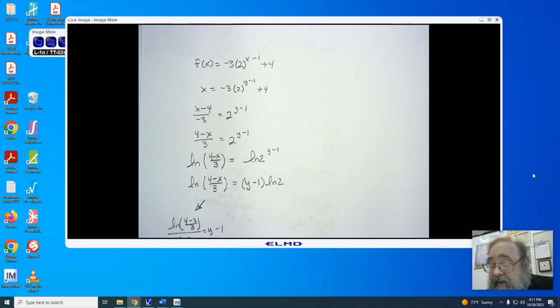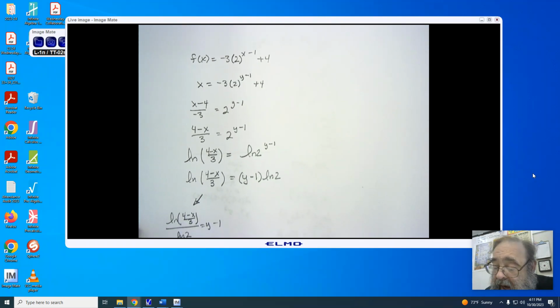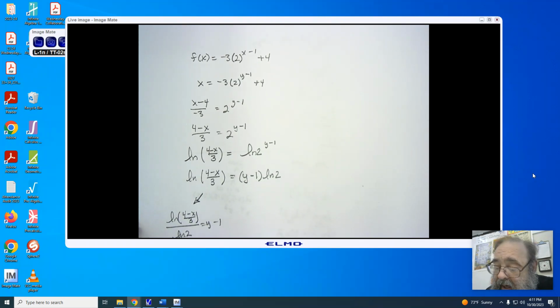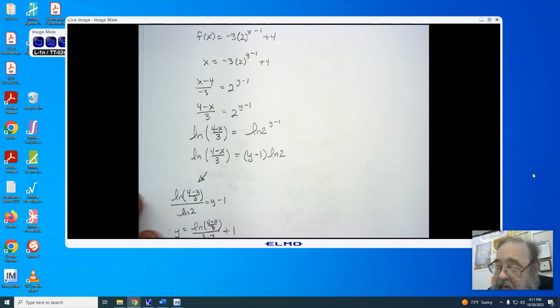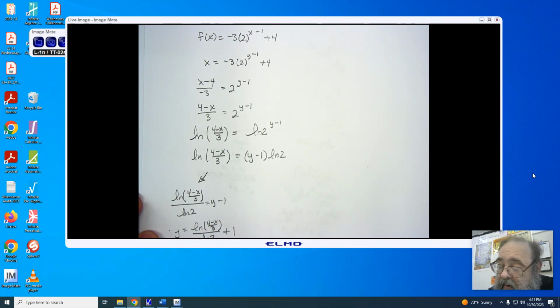Because I can always get a common denominator, I can also make this y equals the natural log of (4 minus x) divided by 3, plus the natural log of 2, over the natural log of 2, which leaves me with y equals the natural log of (4 minus x) over 3 plus the natural log of 2, all over the natural log of 2.